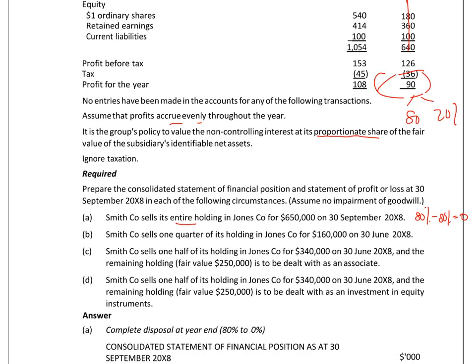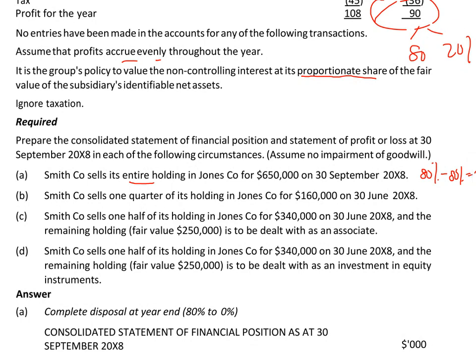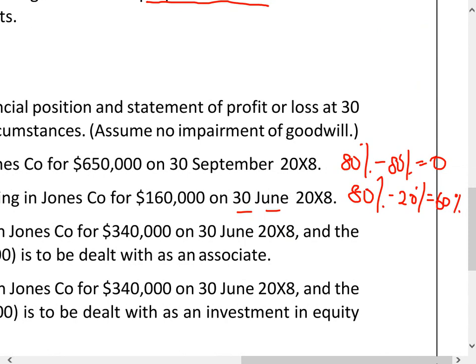Scenario 2. Smith Co sells 1/4 of its holding in Jones for 160 on 30th June. Very quick, 30th June. How many percent to how many percent? I sell 1/4. 1/4 means 20%, right? Of my shareholding, and I am left with 60%. And it's on June. My year end is September.